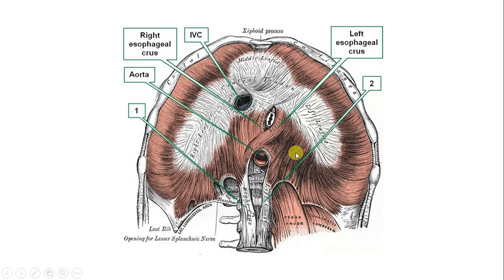So here we see in this diagram the sternal part from the xiphoid process. Then there will be the costal part from the sixth rib and costal margin. You can see here it is interdigitating with the transversus abdominis muscle. Then you come and go back up to here.